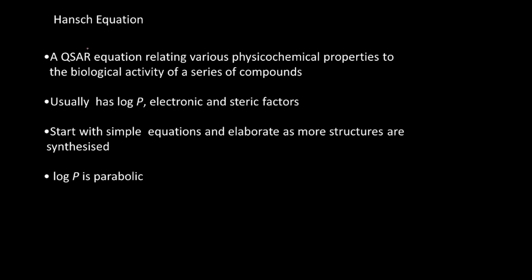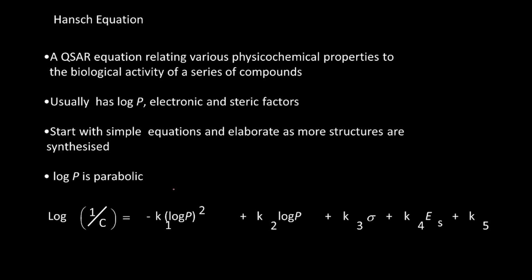Then comes Hansch's equation. What is Hansch's equation? A QSAR equation relating various physico-chemical properties to the biological activity of a series of compounds. So you will have log P coming into the picture, electronic factors coming into the picture, steric factors. Okay, so we can have a QSAR activity on the left hand side, which may have terms related to electronic, steric and log P. So you start with a simple equation and you can elaborate it as more structures are synthesized. Log P you can put as a parabolic relation like this. Okay? So log P squared, log P, electronic term, steric factor, and this is a constant. So a typical Hansch's equation.